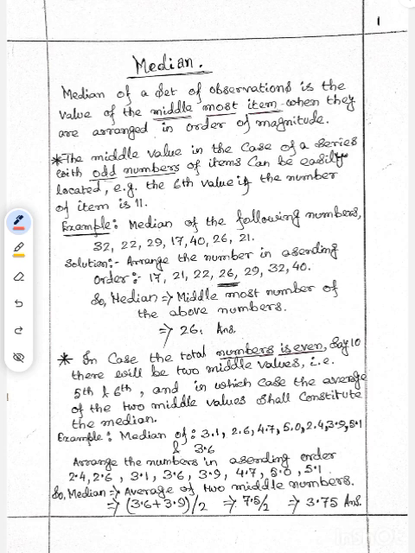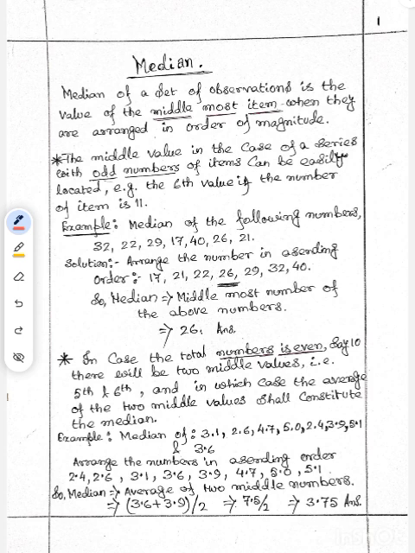The middle value in case of a series with an odd number of items can be easily located. For example, the sixth value if the number of items is 11. So suppose a series contains 11 numbers. First we have to arrange the numbers in ascending or descending order, and if a series contains 11 numbers, we know that the sixth number will be the middlemost. So the value of the sixth number is our median.